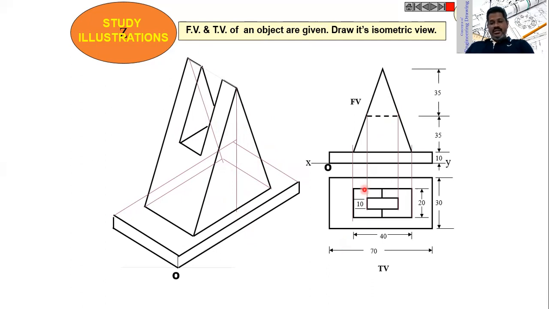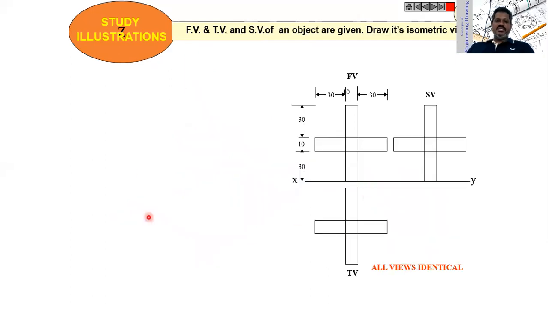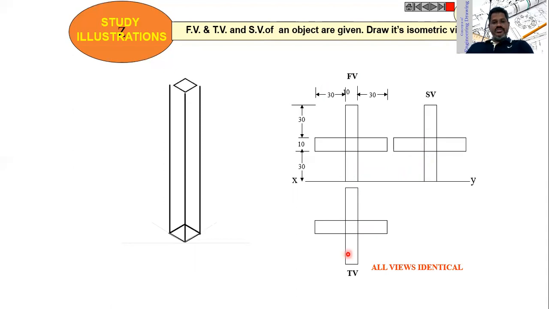Okay. Now let me move forward to one more figure. As you can see here, the front view, top view and side view of an object are given. Draw its isometric view. Now, as you can see here, the front view, side view and top view all are same. Then construct a square bar for this length. Then in the front view, side view and top view, the shape is same.